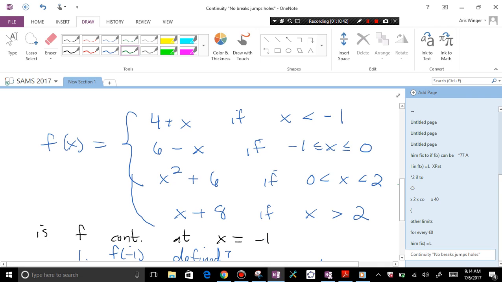I think my computer's a little off. What time is it? Is it 9:10? Yes. Okay.